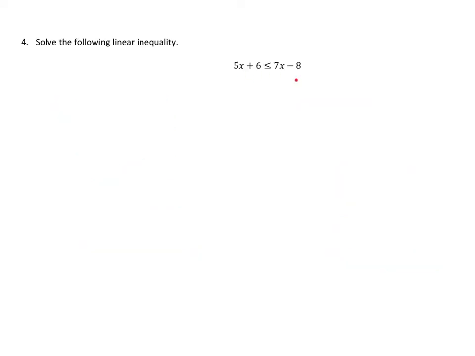Let's solve the inequality 5x plus 6 is less than or equal to 7x minus 8. You could go about this in a couple of ways. You could subtract 5x from both sides. I like to have the x's on the left, so I'm actually going to subtract 7x from both sides of this inequality. And when I do that, I get -2x plus 6 is less than or equal to negative 8.